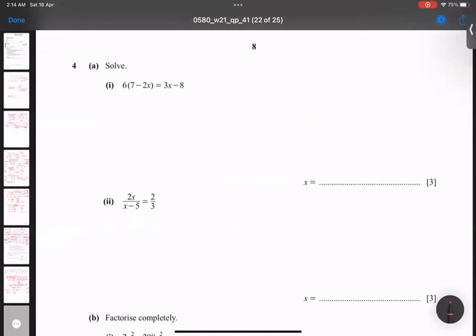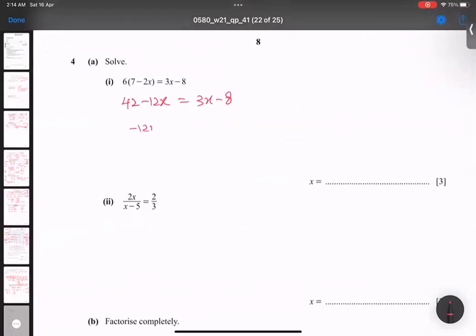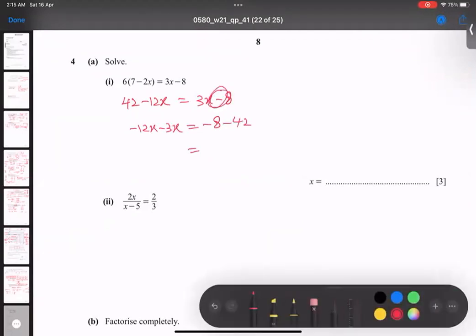So this is very simple. Multiply inside: 6 sevens are 42, 6 twos are 12, and 3x minus 8. Now negative 12x here and negative 3x come on this end, and negative 8 and 42 go on the other end. Make sure, some students, when they bring 3x here, miss this minus sign. I hope you will not make this mistake, inshallah.